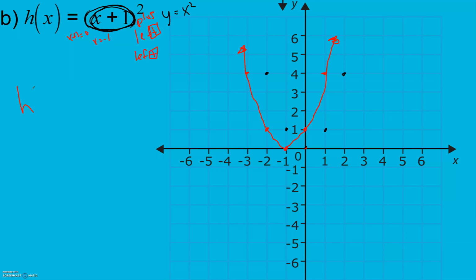So here, h of x is the graph of our parent function, y equals x squared, translated horizontally left 1 unit.